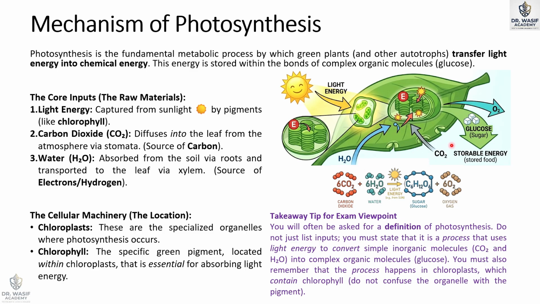But what is outgoing? Outgoing is glucose and oxygen. These two are the outputs of this mechanism. A magnified section focuses on a cell and a single chloroplast to emphasize the location. Below this diagram, you can see the word equation presented clearly: carbon dioxide reacts with water in the presence of sunlight to give sugar, that is glucose, and it releases oxygen.